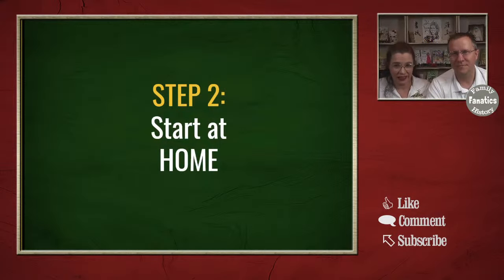Anyway, it is okay to make mistakes in genealogy. Just go and try to fix them. So first things first, make sure they're actually deceased. The next thing, and this comes from years and years of working with baby genealogists, is you need to start at home.